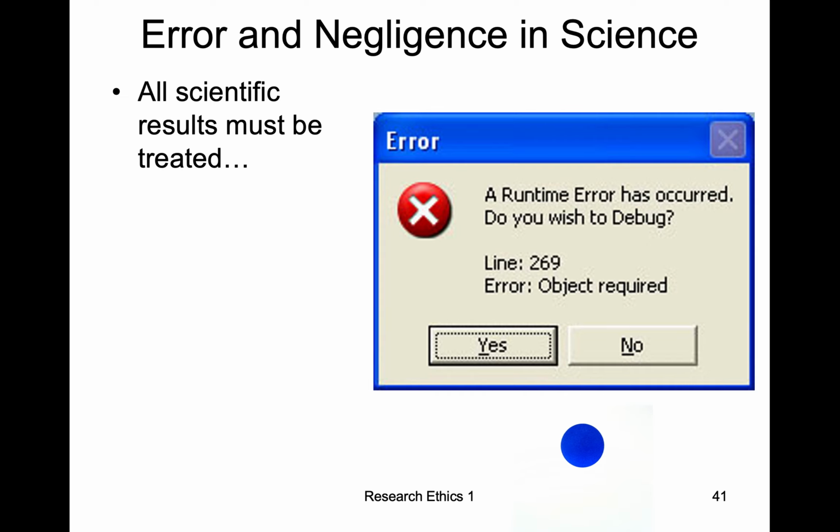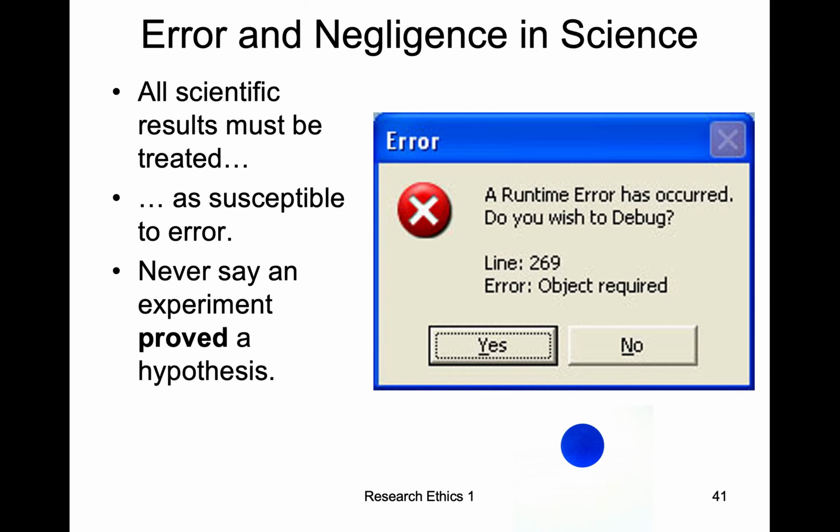Regarding error and negligence in science, all scientific results must be treated as susceptible to error. Some error could have come in there. Now, sometimes there have been a lot of studies, a lot of replications, and the probability of error is pretty small. But people, especially when there's something new in research, are a little skeptical of that. And that's scientific, that's normal.